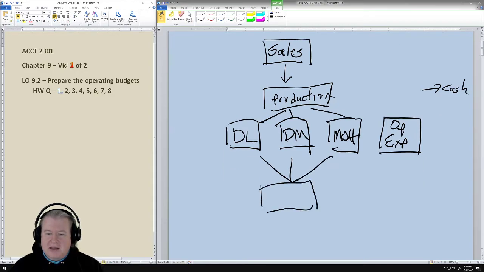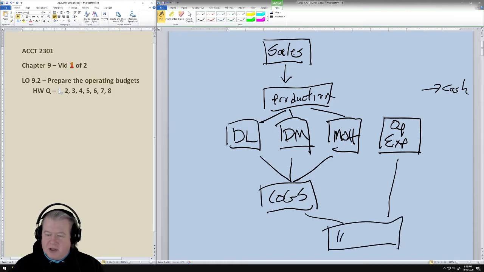Now, we don't actually cover cost of goods in this textbook. It does in some textbooks. For accounting students, just realize that you individually figure out these 3 different budgets, the labor, the materials, and the overhead budget, and then those come together as your cost of goods. And from there, these get integrated into your income statement budget.